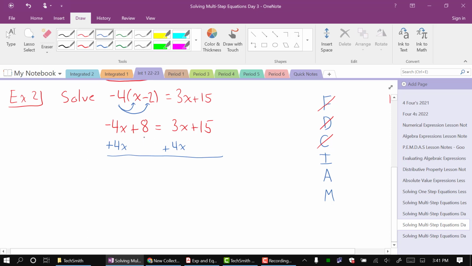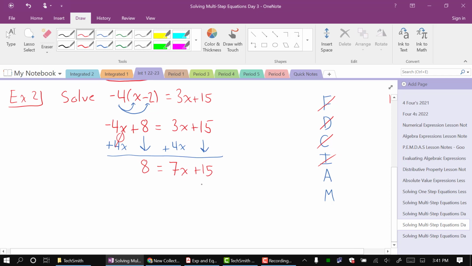I'm not doing anything with the 8 term, so I'm going to bring that down. I'm not doing anything with the 15 term, so I'm going to bring that down as well. -4x and +4x is a 0. Bring down the 8 like we said. 3 plus 4 more is going to be 7x. And then we brought down the 15. So we've isolated the variable on the right side.